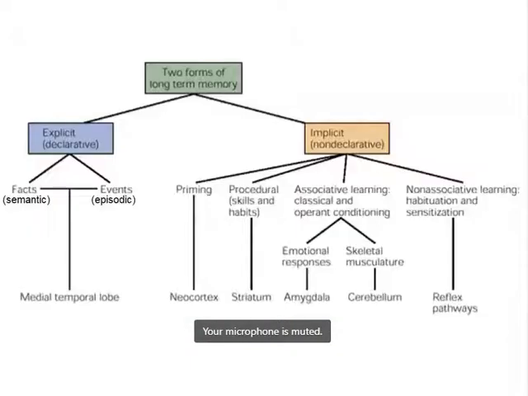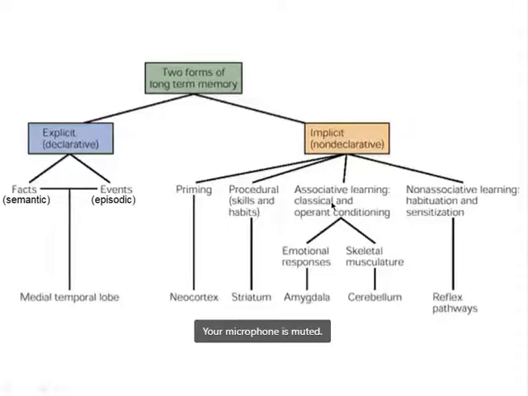As I already told, that is explicit memory and implicit memory, two forms of memory. Implicit memory has four properties. One is priming, which is done in the neocortex. Priming means a whole word cannot be remembered, but if you hear part of the word, then you can remember the whole word. That is priming. Procedural skill and habits you can learn without knowing, by practicing. It is done in the striatum.